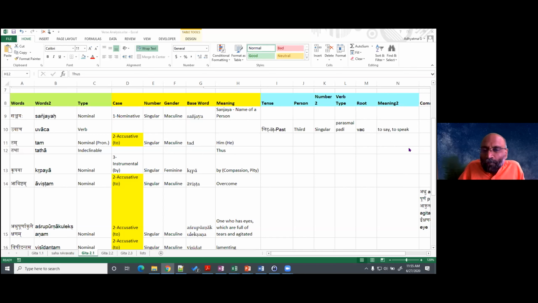Will we learn more about the meters in which the verses are chanted? Yes, I can provide a little bit more information next class.